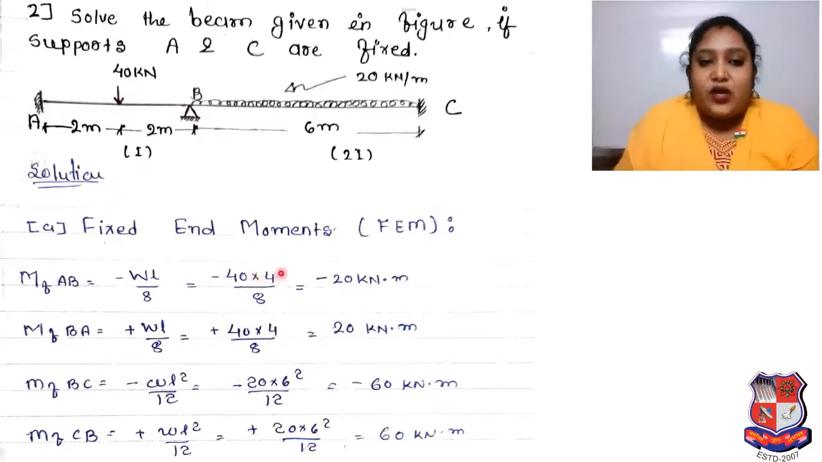So minus 40 into 4 divided by 8 is equal to minus 20 kilonewton meter. Now for BA, plus WL by 8, point load. So 40 into 4 by 8. So it will be positive 20 kilonewton meter.